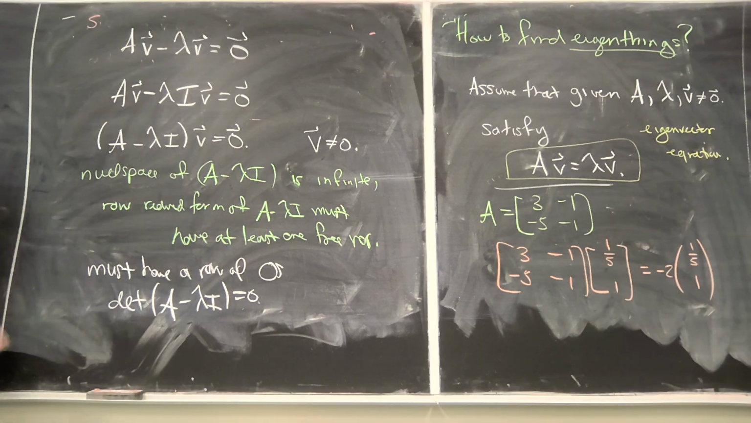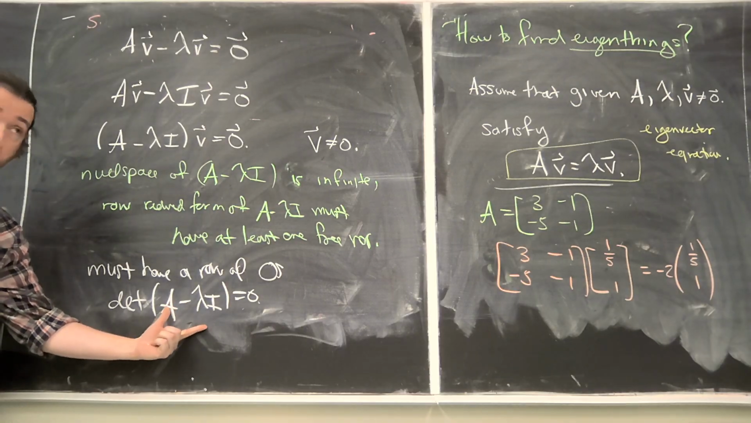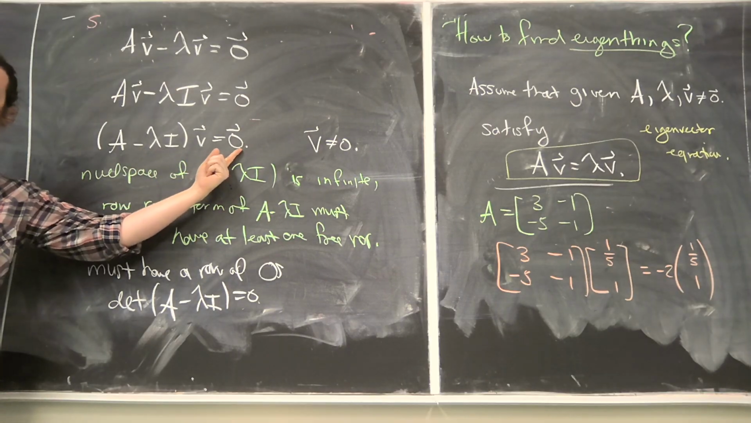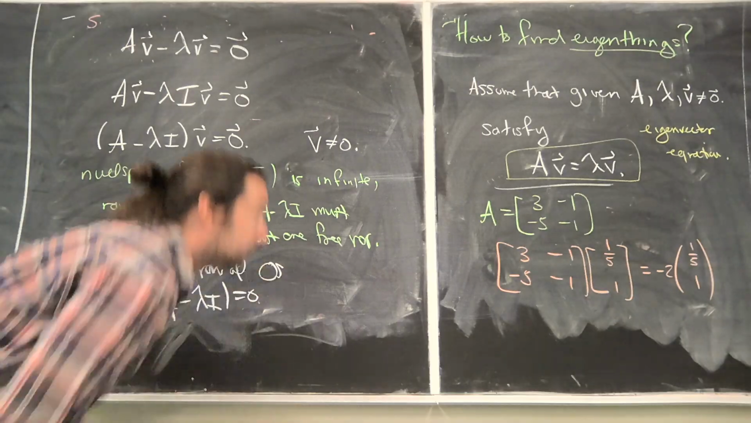So what we're going to do is just reverse this. We're going to look for numbers that make this determinant equal to 0. And what that will do is tell us that this equation has non-trivial solutions. Something is in this null space besides the 0 vector. And that's what our algorithm is going to look for.